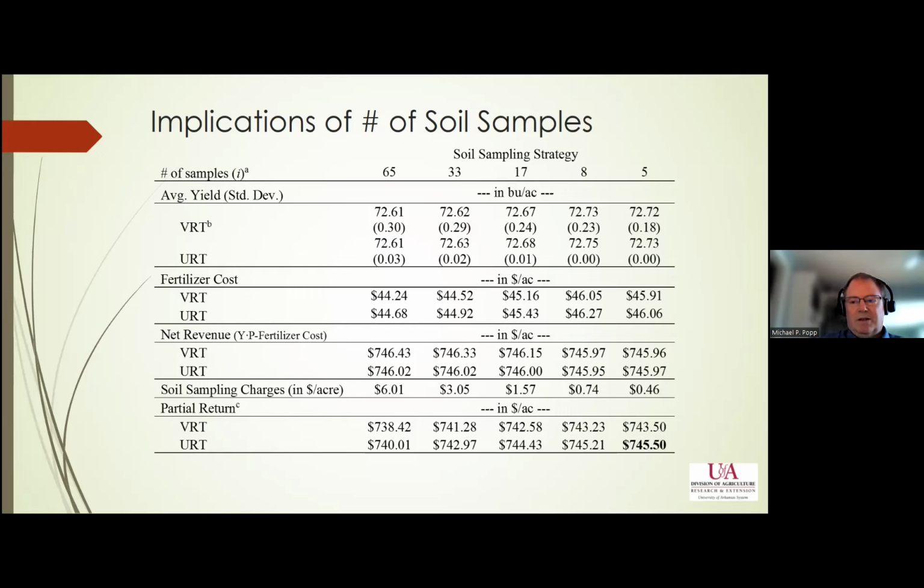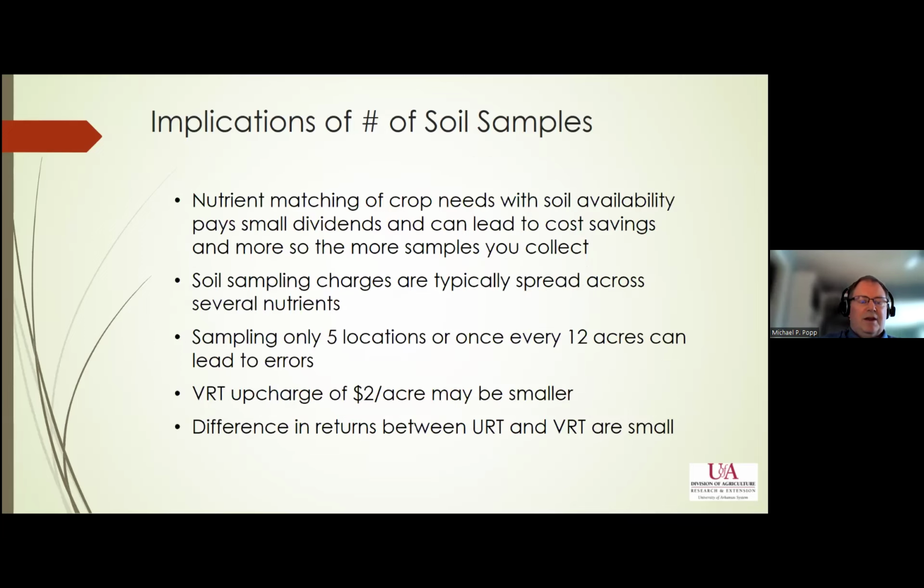And you say, my gosh, that can't be right. You know, economists, you're coming up with something that's kind of crazy here. So I kind of want to put these results into a little bit of a different light. Nutrient matching, from what we saw, nutrient matching of the crop with what's available in the soil pays small dividends. We didn't see much of a yield improvement. We did see some fertilizer cost savings. And so we did see what we expected, an improvement with better nutrient matching, but the dollar impact was relatively small.